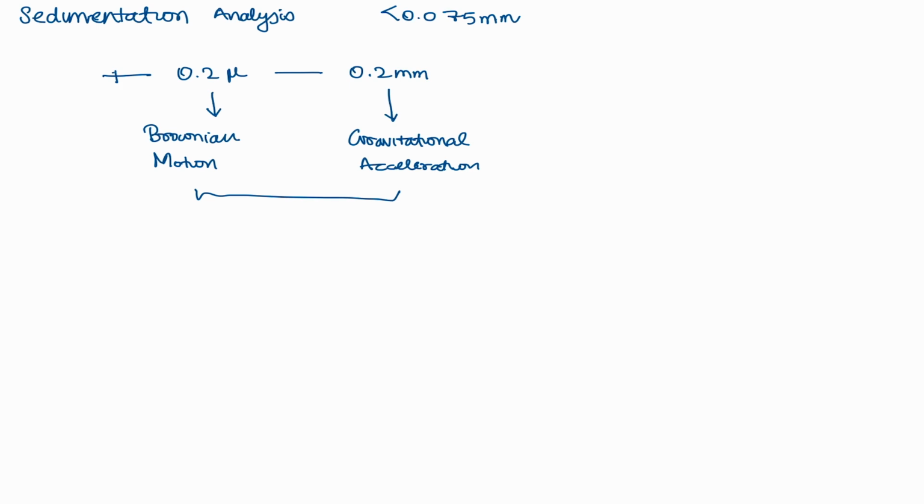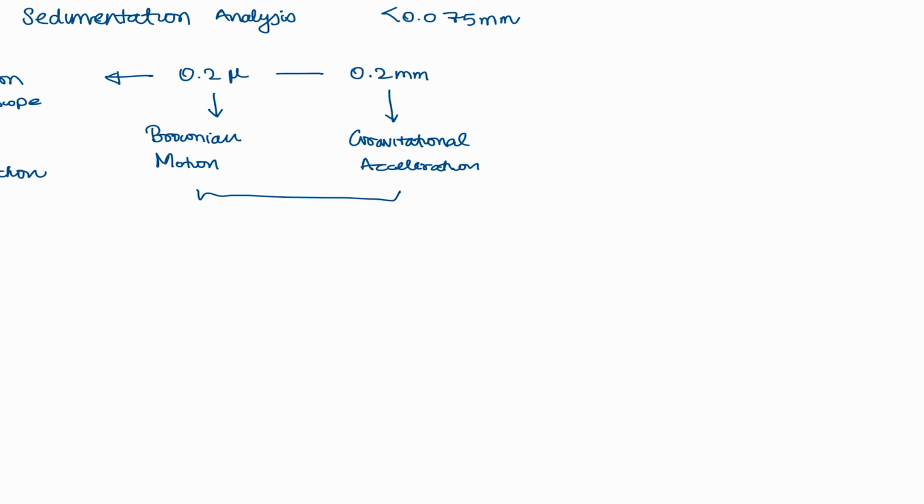Below this size, in order to analyze, some special techniques like electron microscope or X-ray diffraction are used. These techniques are used to analyze the particle size distribution below 0.2 micron.